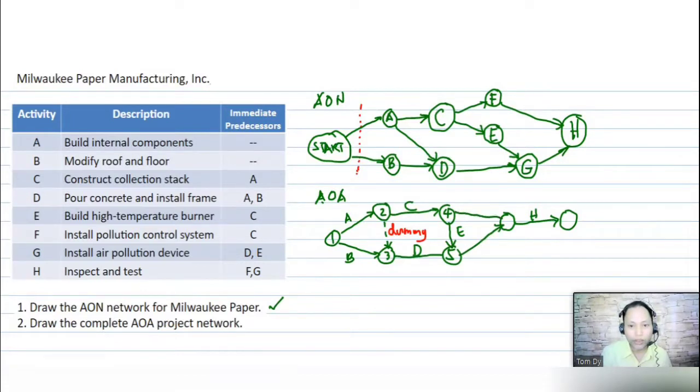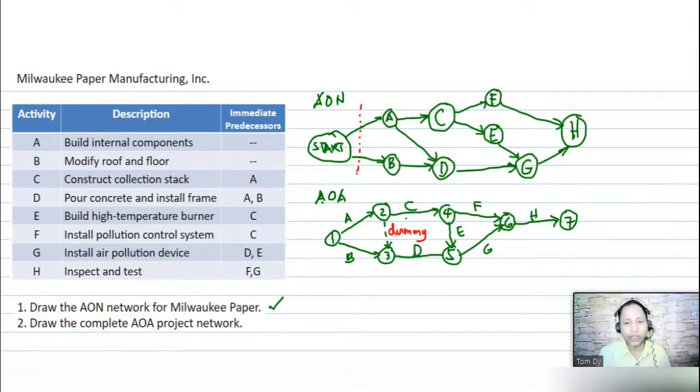Okay. This is our F, this is our G. So 1, 2, 3, 4, 5, 6, and then we end up to 7. If you have noticed, this is our arrow, A, B, and then C, D, E, F, G, H. So this is our AOA network.